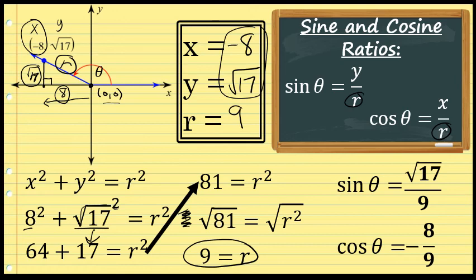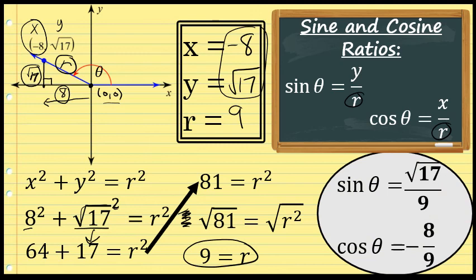Again, like the sine, negative 8/9 is reduced. Sometimes you'll have to reduce it, but in this case, the value that we got for r and the value we were given for x, written as a fraction, are already in lowest terms. The cosine is negative 8/9. So the final answer to our question, find the value of sine and cosine for the angle in standard position whose point on the terminal ray is negative 8, square root of 17: the sine of the angle is the square root of 17 over 9, and the cosine of the angle is negative 8/9.